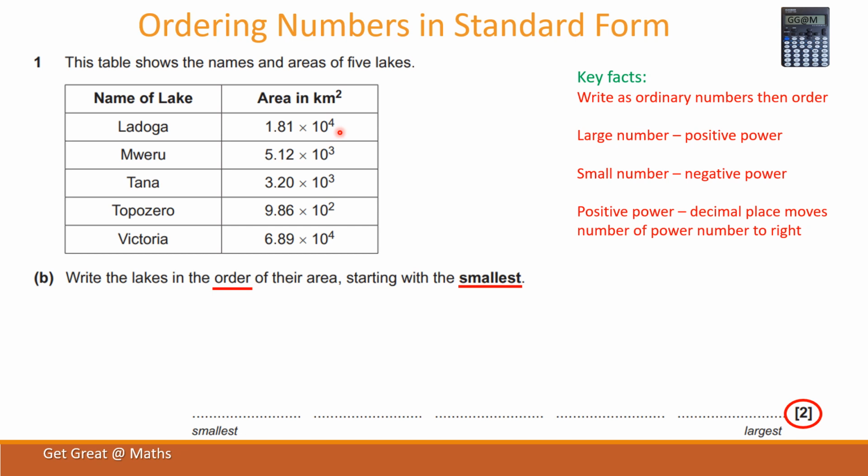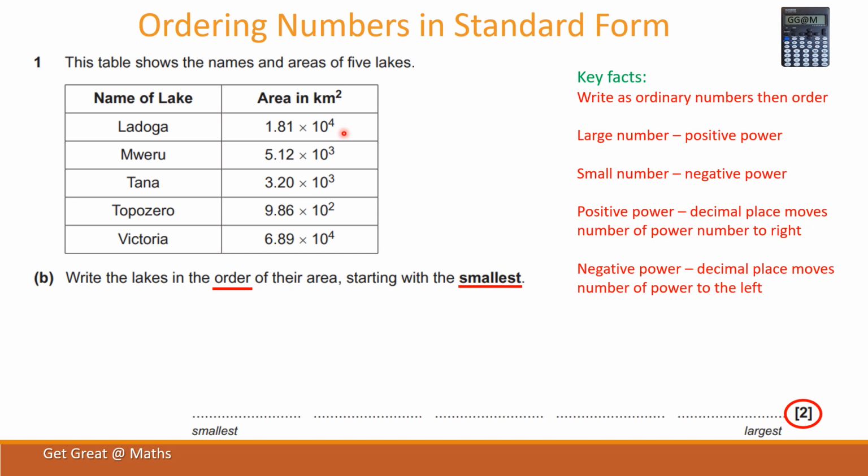Positive powers, we have to move the decimal point that number of places to the right. So for the top one, I've got the number 4, so I'm going to move the decimal point 4 places to the right. If it was a negative number, the decimal point would move to the left. That will either make the number bigger or make the number smaller, depending on what you need.